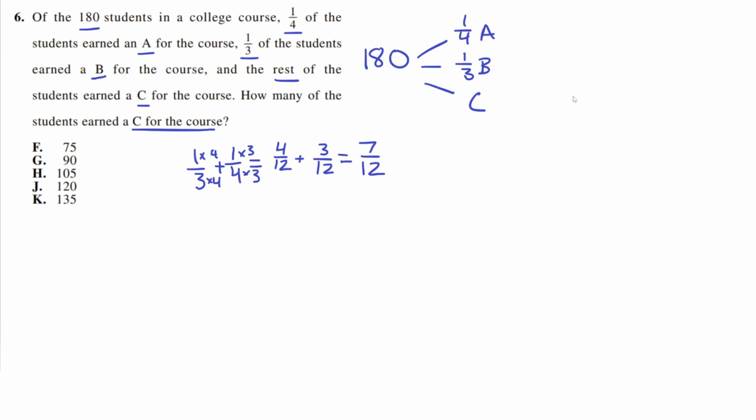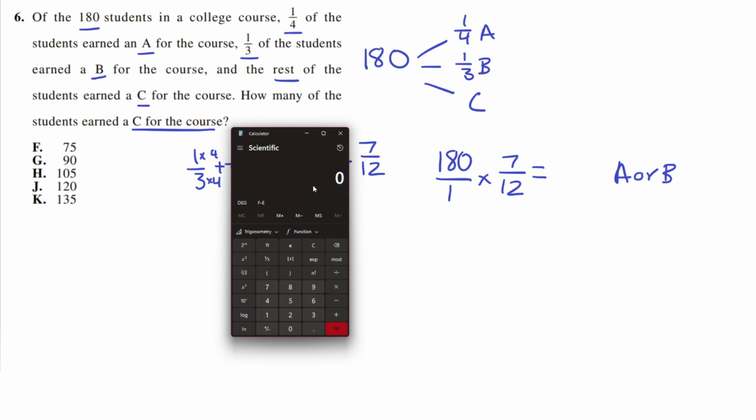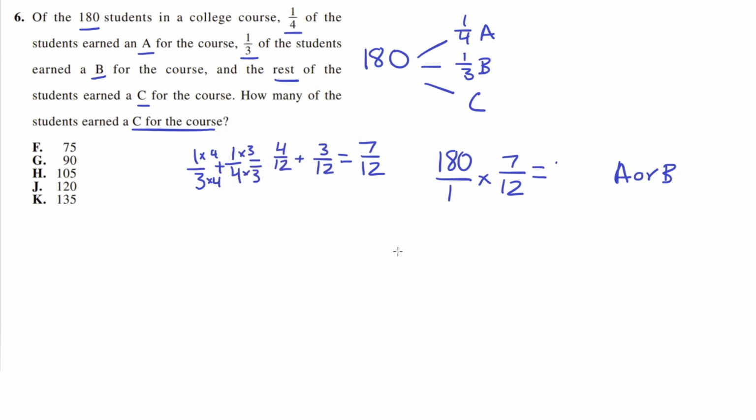So that means if we multiply 180 by 7/12, we'll get the total number of students that got an A or a B. And we can just simply do that in our calculator. So 180 times 7 divided by 12. That's just equal to 105. So that means 105 students got an A or a B.